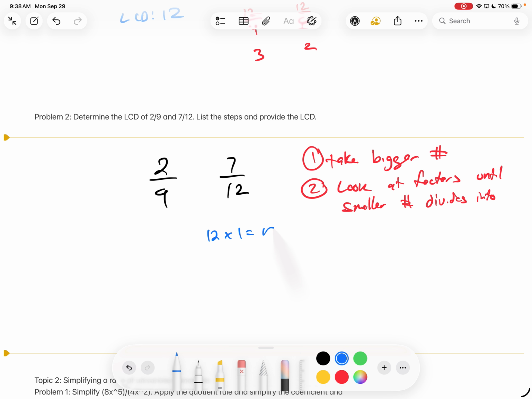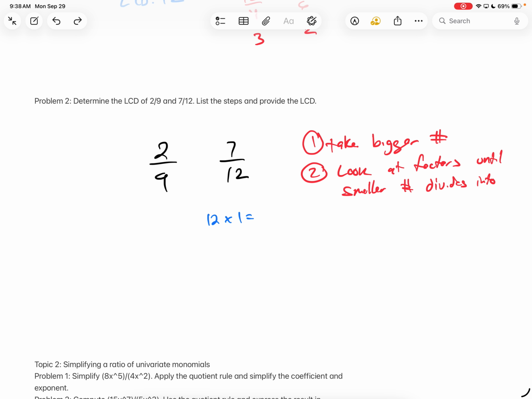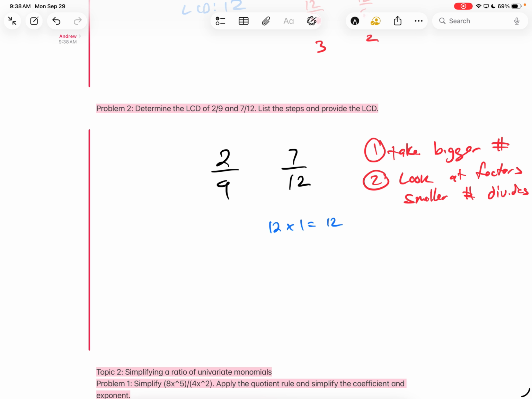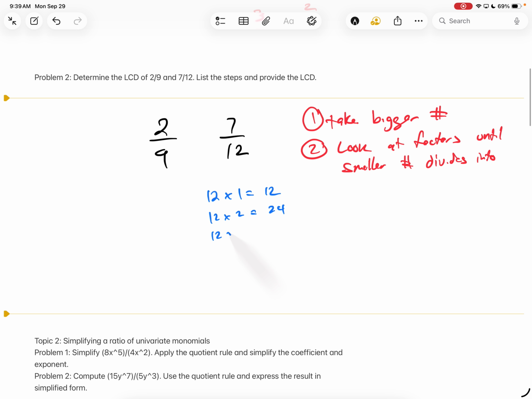12 times 1 is 12. 12 divided by 9 does not work, right? That's a fraction. 12 times 2 is 24. 24 divided by 9 does not work. 12 times 3 is 36. Yes, 36 divided by 9 would be 4. So 36 would be my LCD. So you divide by 9 each time and see if it works.